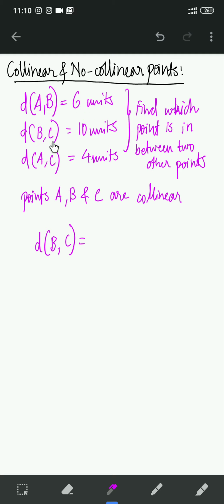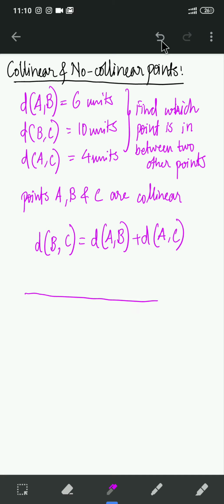So distance between points B and C is equal to distance between points A and B plus distance between points A and C. Correct? Now if you notice here, A is common. That means A should be in between. So now if I draw a number line here, this is part of your solution. You have to draw a number line like this. Let me try another time with a straight line. Okay, this has gone slightly up, not an issue.